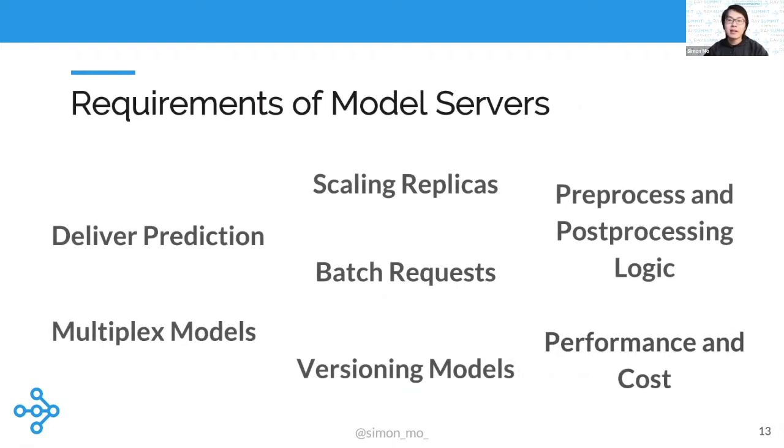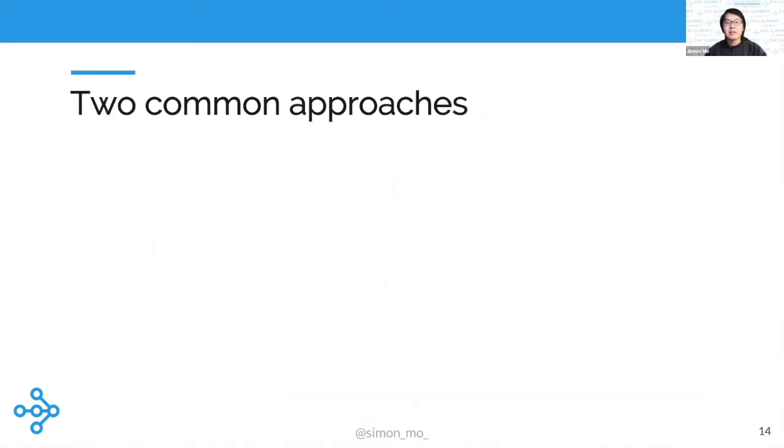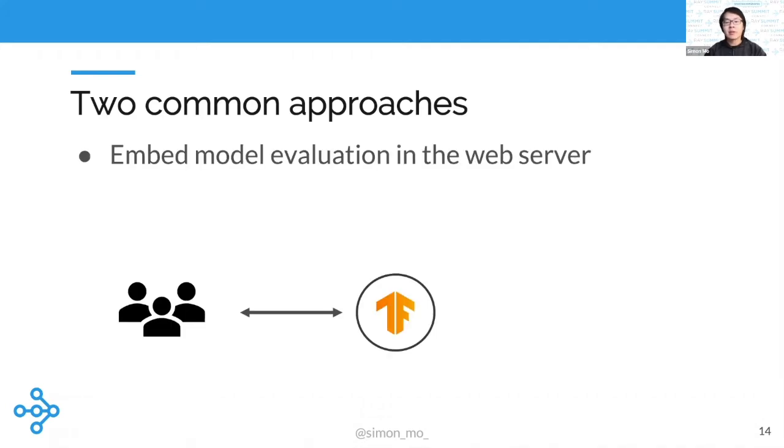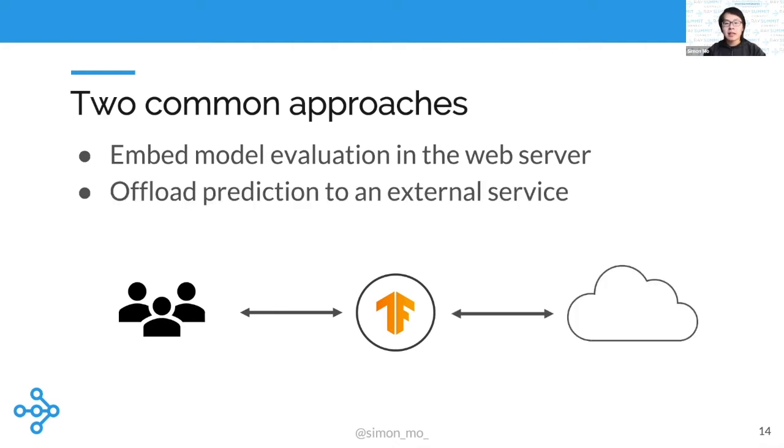a unique set of requirements. Now let's take a look at how people deploy models in production today. There are two common approaches to deploy models in production. I'll discuss them one by one. One approach is to embed your model evaluation logic inside a typical web server. And the second approach is to offload the model to an external specialized service.